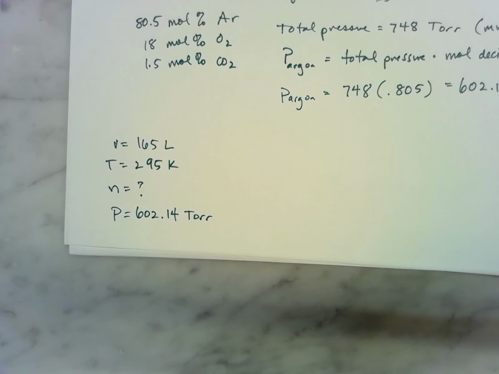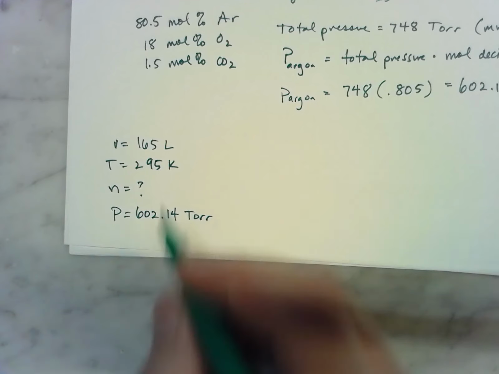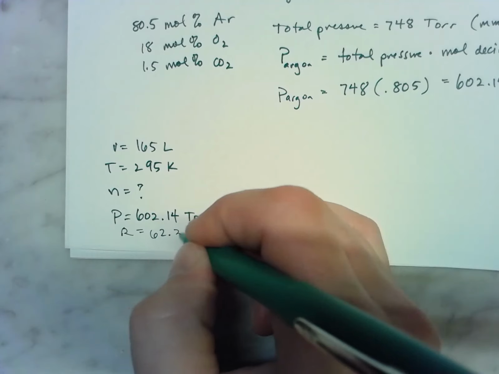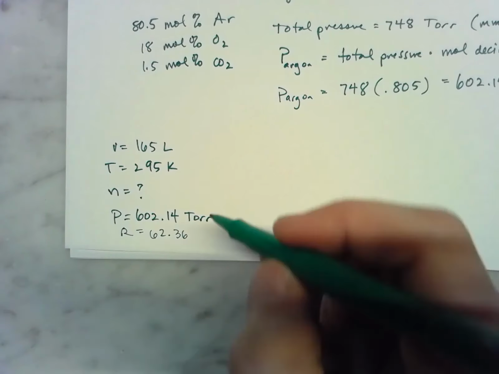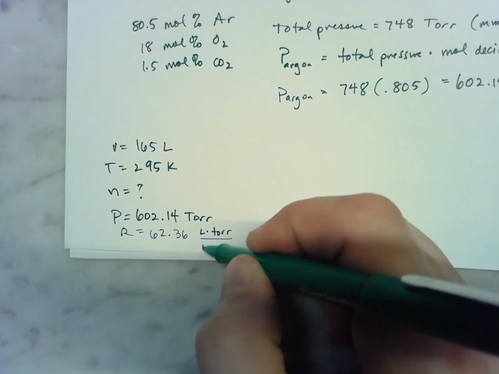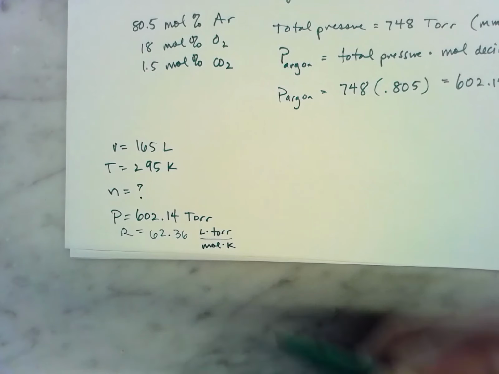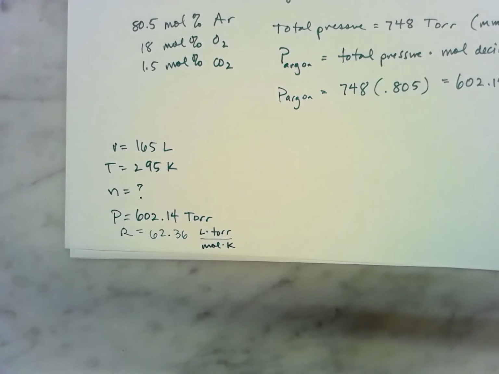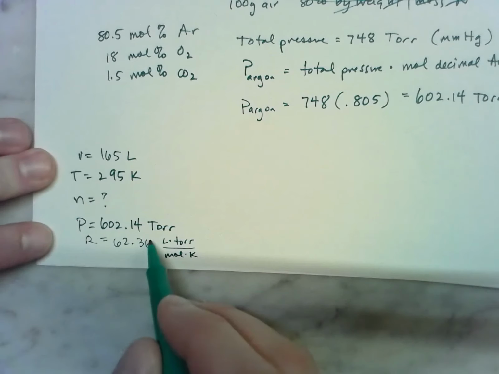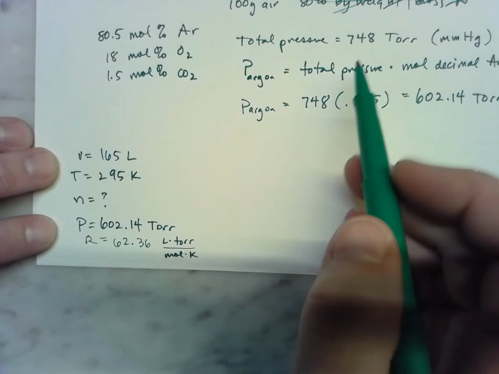All right, so what do we need? We've got torr and liters. We're going to use our 62.36 number again, because that's liter torr per mole K. All right. So what's the deal with this? Okay, why didn't we use 748?